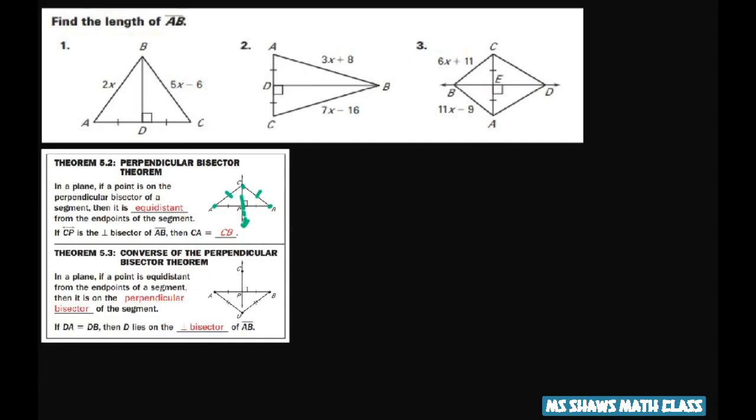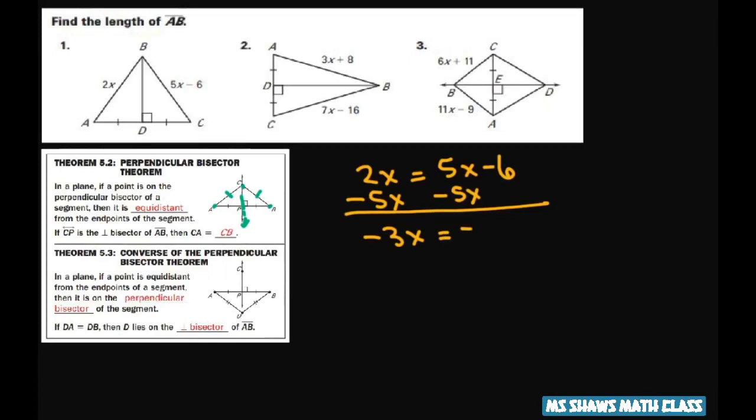So let's do this one. We have the same scenario going on here. So since CA equals CB, we're going to set them equal to each other and solve for x. So if I subtract 5x from both sides of the equation, I get negative 3x equals negative 6. And if you divide both sides by negative 3, you get x equals 2.